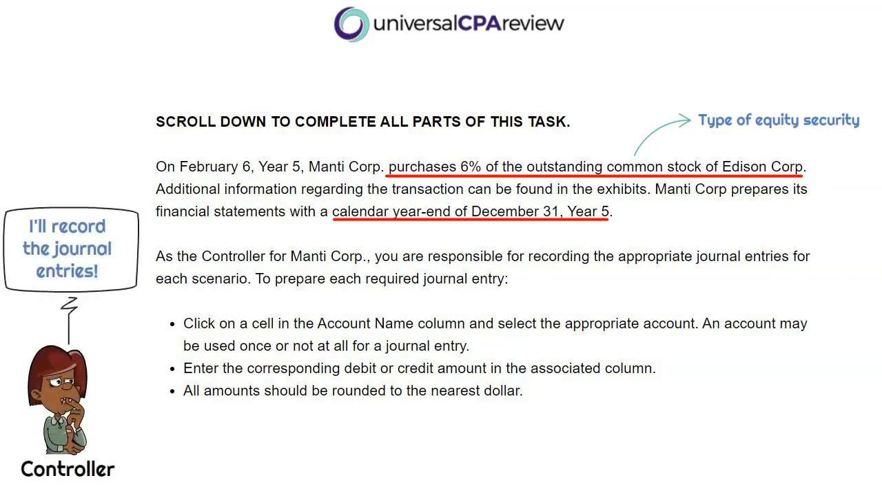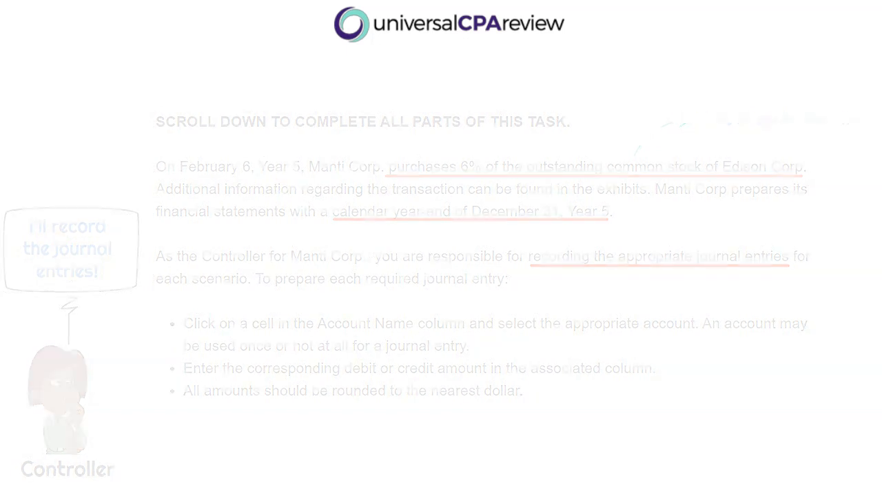So what is our role? We're playing the key role of controller, and the CFO is going to share some information. Ultimately, we need to determine the appropriate journal entries for each scenario of this equity transaction. We have the initial purchase date. If there are dividends, we might have to record those, and we record any changes in fair value. And ultimately, Manti is going to sell this, so we would need to record the sale of this equity security. That's what's going to be covered in the simulation, but we'll get to that shortly.